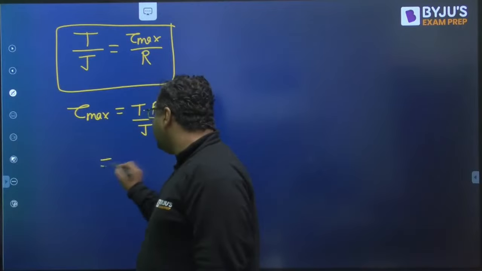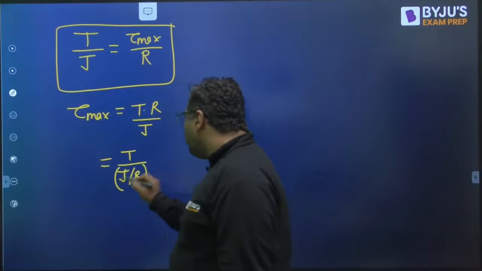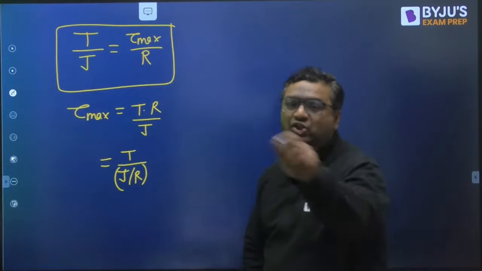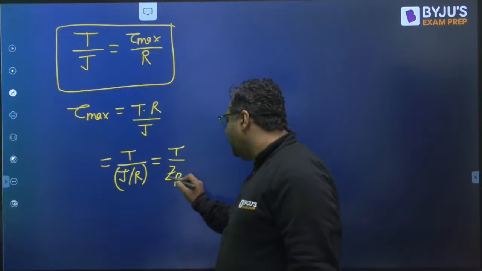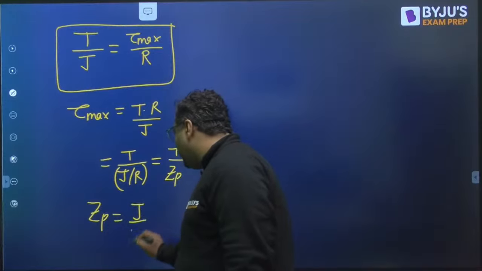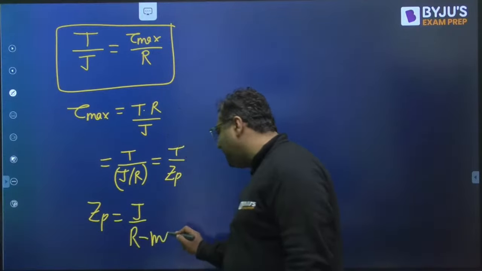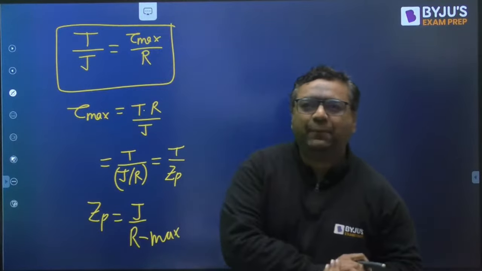So you can also write it as T divided by J by R. And this J by R is said to be polar section modulus. It is written as T by ZP, where ZP is defined as J by R. Here R should always be the maximum radius. Always remember that.